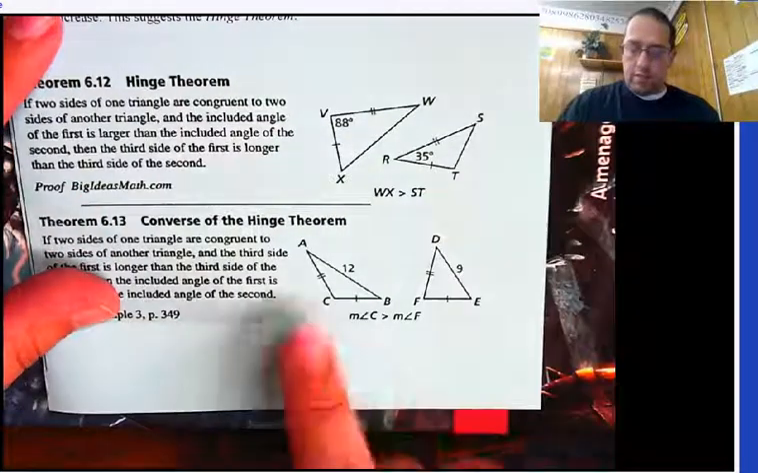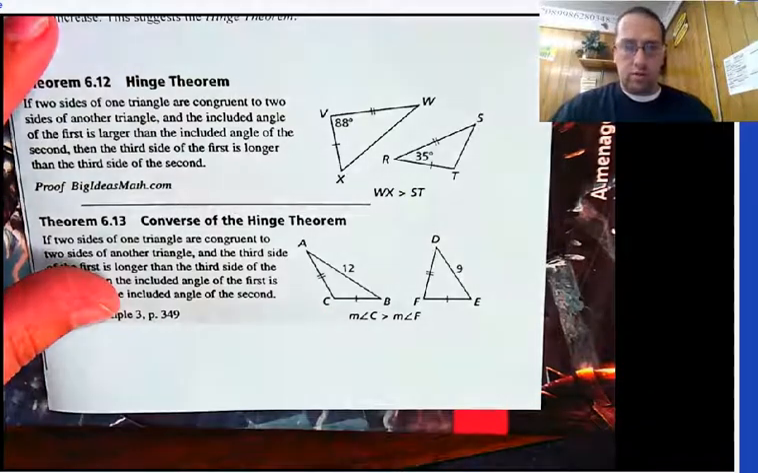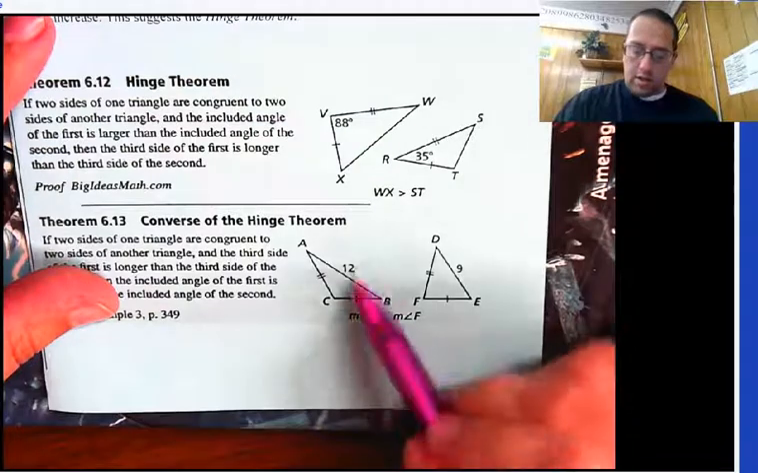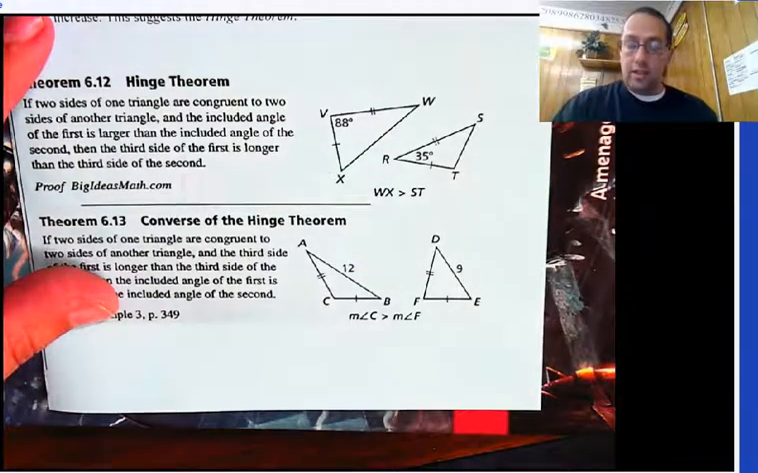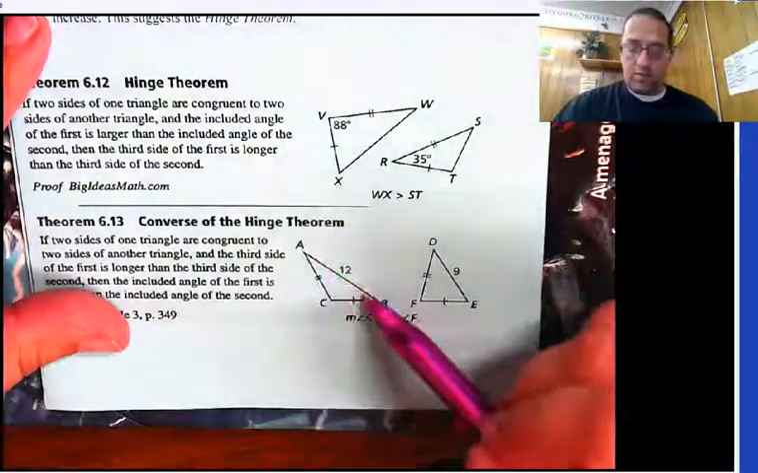This is the Hinge theorem. The important thing to remember is you must have two sides of one triangle congruent to two sides of the other triangle. You have to have that. Then the side that is opposite the largest angle is going to be the largest side. And you also have to remember this tells you no information about those other two angles.